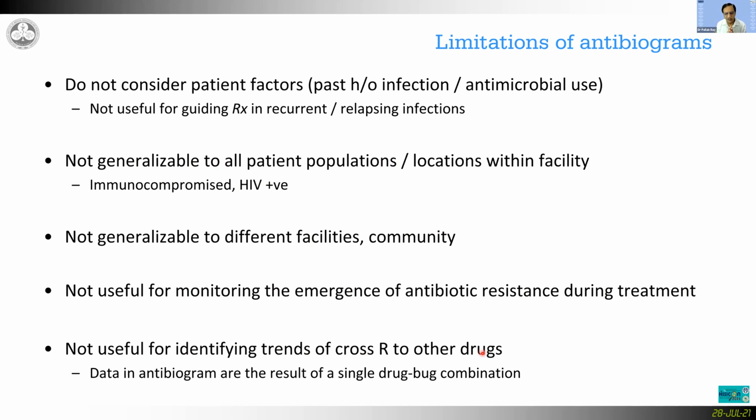That means if one organism is resistant to one particular drug, what is the probability it will be resistant to another particular drug? That also is not available.